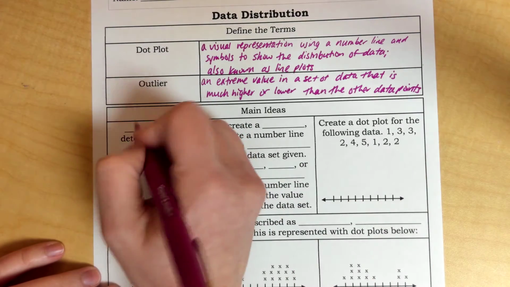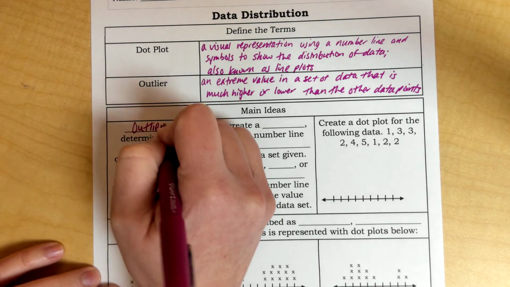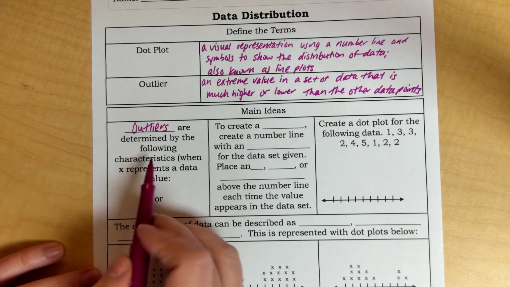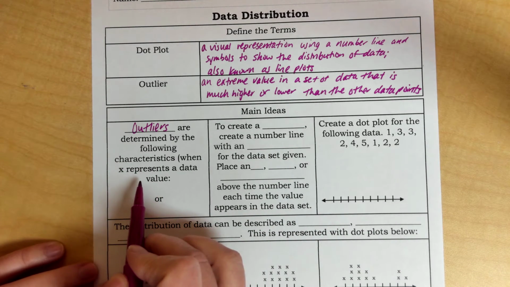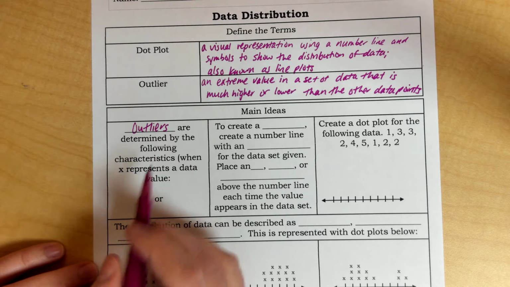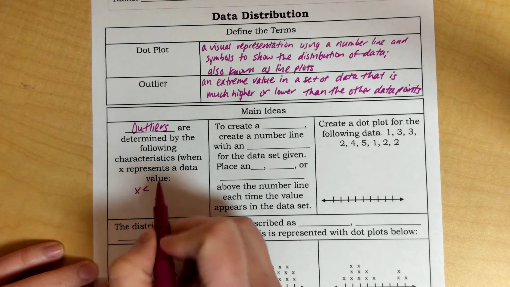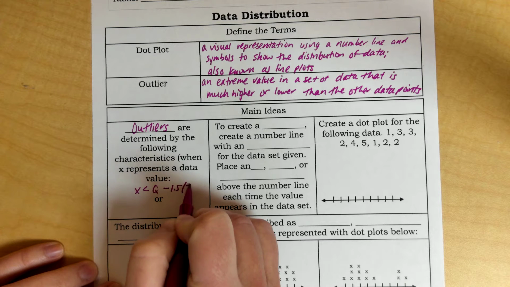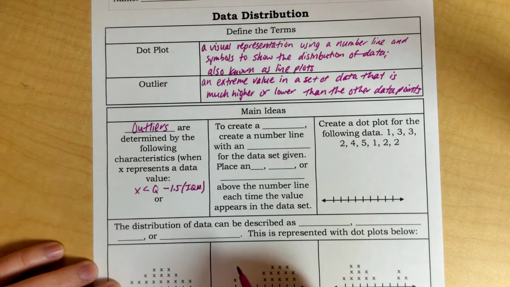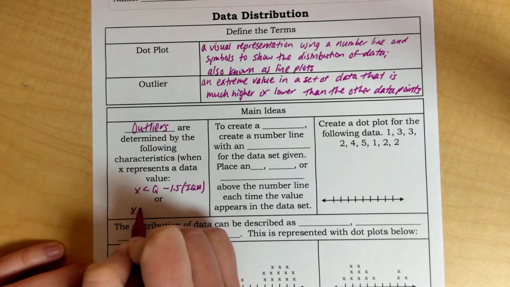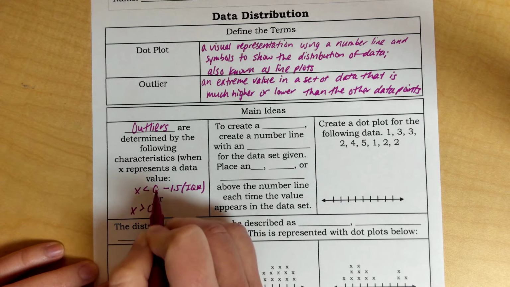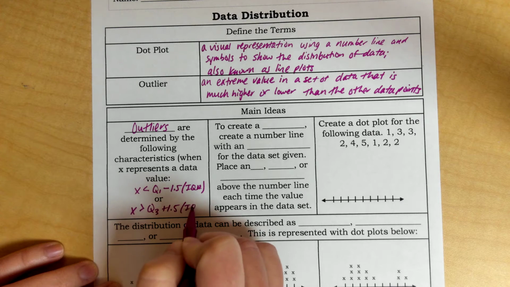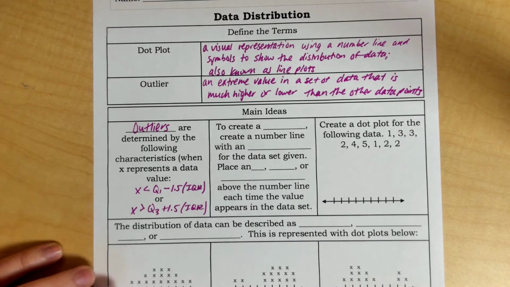Okay, so outliers do have a mathematical calculation to find them, and they're determined by the following characteristics. And so we use X here to represent a data value. So whatever your number is that you're looking at, if that number is less than the first quartile minus 1.5 times the interquartile range, then it's an outlier. Or if your value that you're looking at is greater than the third quartile plus 1.5 times the interquartile range, that's also going to be considered an outlier.